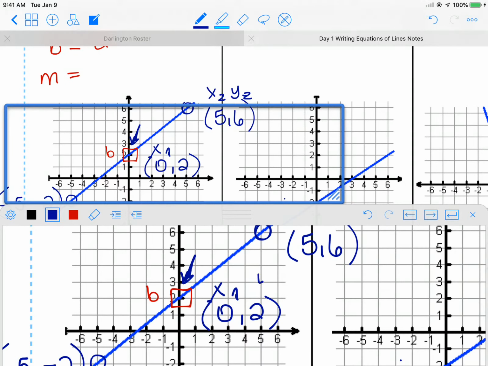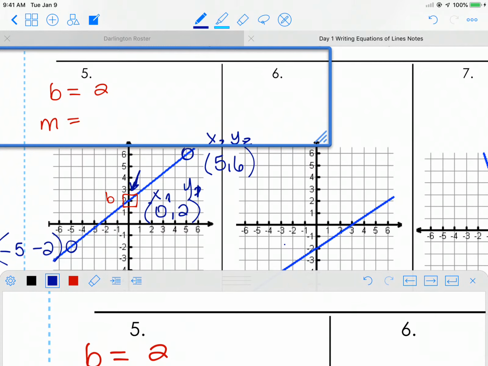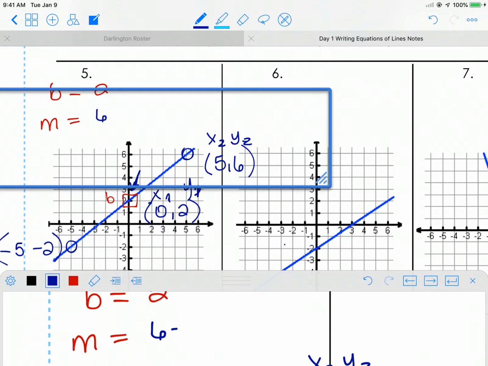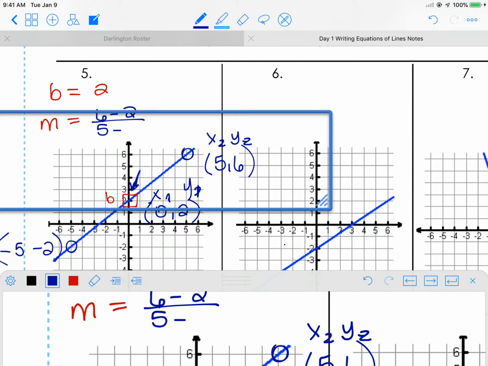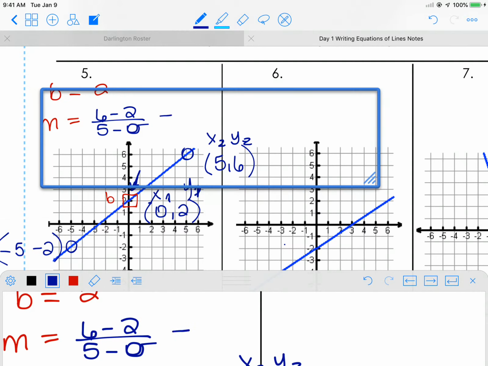And y1 will be 2. Okay, so here we go. We're going 6 minus 2 over 5 minus 0. Okay, 6 minus 2 is 4, and 5 minus 0 is 5.